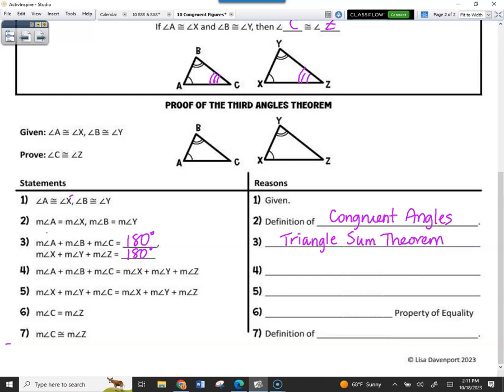What is the reason why we can say those three angles add to 180? It is a theorem we learned a couple weeks ago. It's called the triangle sum theorem, meaning all the angles of the triangle always add up to 180 degrees every time. Now, the next part, here's where it's like a puzzle.